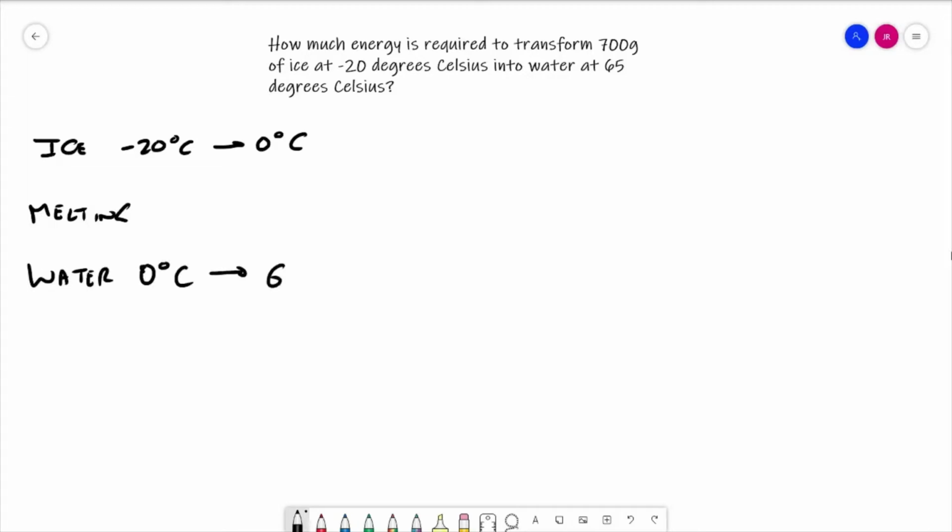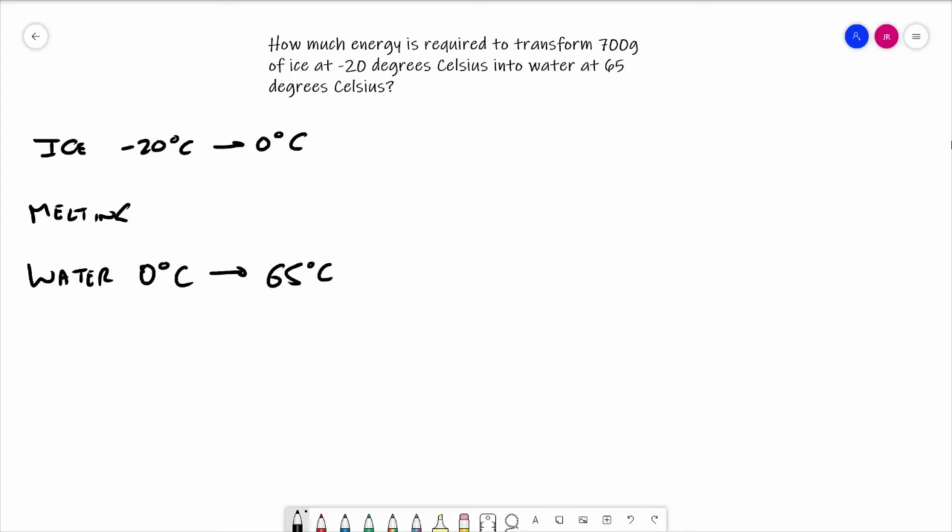Now, with this kind of question, unfortunately, we're just going to do a little bit of brute force and ignorance, really, and we've got to split it down into 3 separate calculations, 3 separate parts. So what we've got then is, obviously, the ice bit first. That goes from minus 20 to 0. We then have the melting, and then we have to take the water from 0 degrees C all the way up to 65 degrees C.